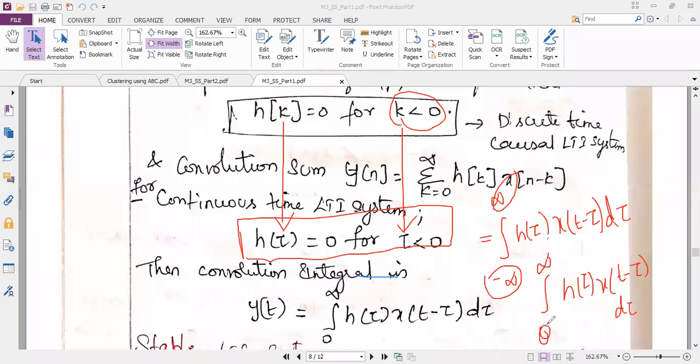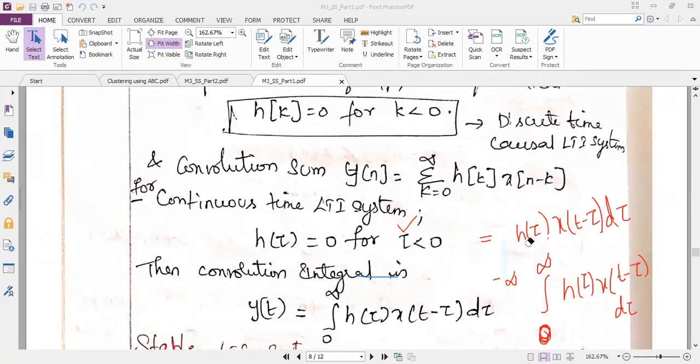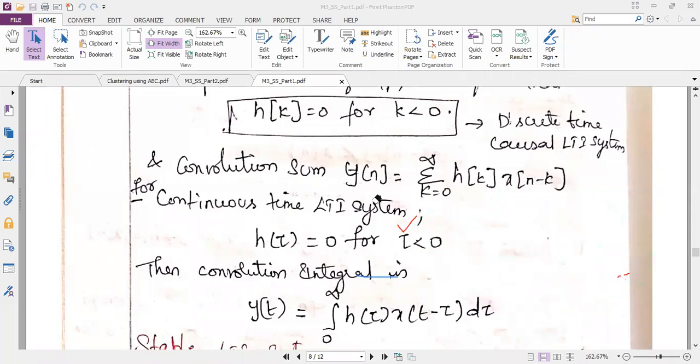Because of that reason, I am getting the output only from 0 to infinity. So instead of the original limits of integration, minus infinity to plus infinity, I can modify it as 0 to infinity. Similarly, for the convolution sum also, the original summation limits are minus infinity to plus infinity, and I expanded the summation. I got to know that I will get the output only from 0 to infinity. So instead of the lower limit minus infinity, let me remove that minus infinity. I will start from 0 to infinity.